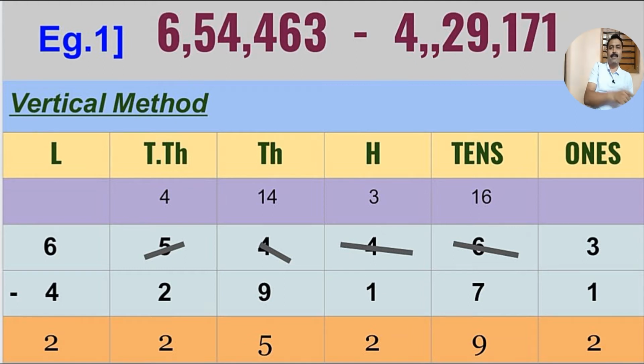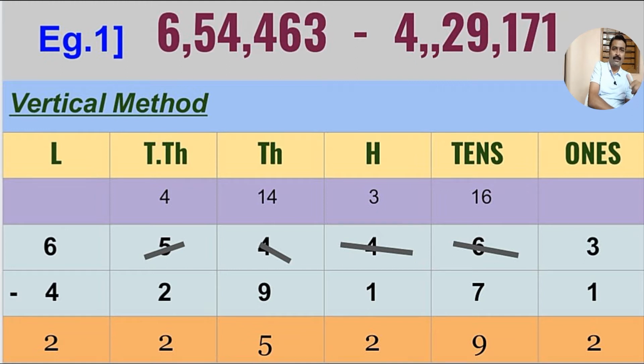After that we take minus sign there. Now we want to arrange second number 4,29,171. So here we start the arrangement from opposite way, that is starting from ones place. 1 we arrange below 3 in ones column, we arrange 7 below 6 into tens column.